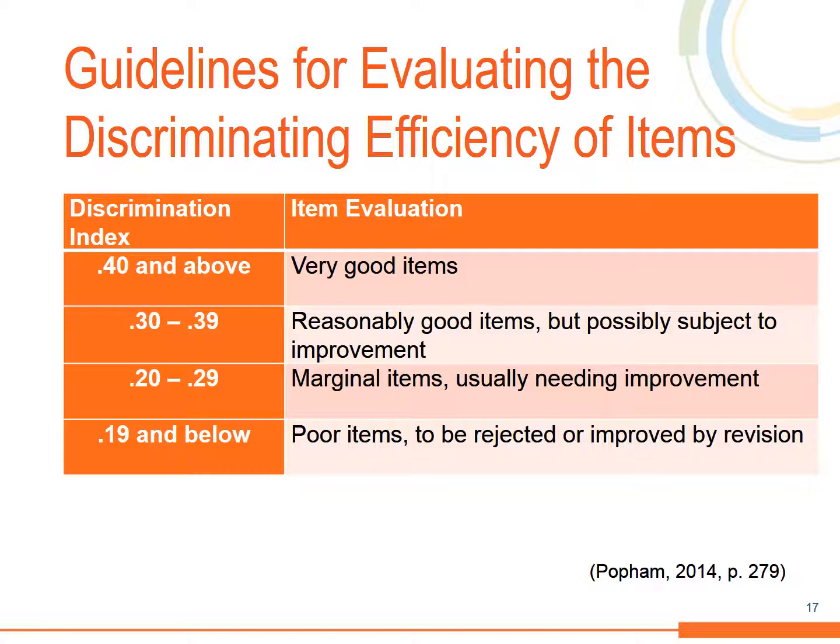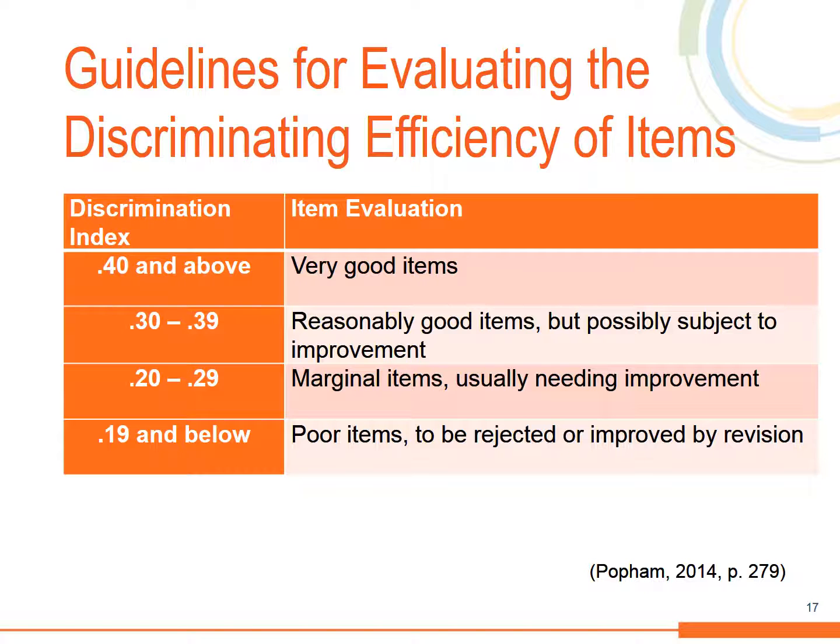This basically means that for whatever reason, the item is not necessarily reflecting the test as a whole. What you will see sometimes is a negative number, which is obviously 0.19 or below, but that basically means that students who are doing poorly on the test as a whole are for some reason doing better on this specific item than the students who are doing well on the test as a whole.